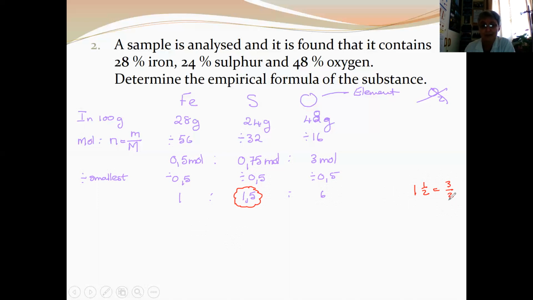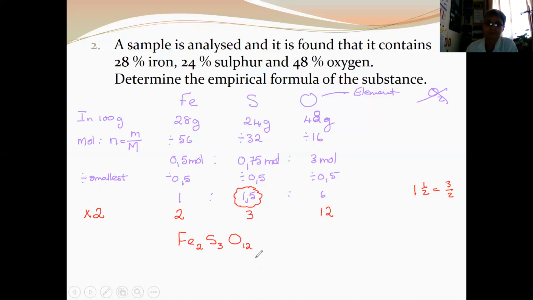I want you to do some mathematics. How can I cancel out the 2 that is dividing into the 3? This is how we do it. We multiply by 2 right through, and then the half will disappear. So 1 times 2 is 2. 1.5 times 2 is 3. And 6 times 2 is 12. So the empirical formula for this compound is Fe2S3O12.